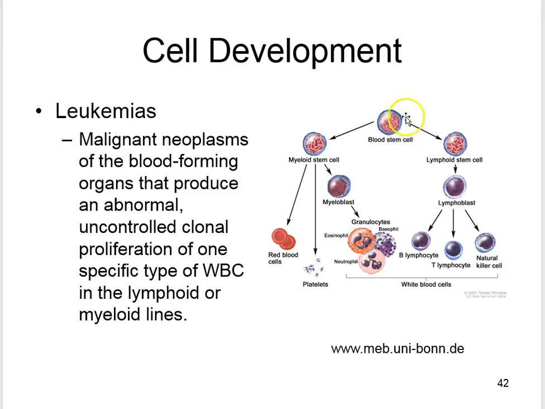So we have what they call a pluripotent blood stem cell. Okay, this is the mother cell, and that breaks off into the myeloid stem cell and the lymphoid stem cell, and they go on to produce the different blood components.